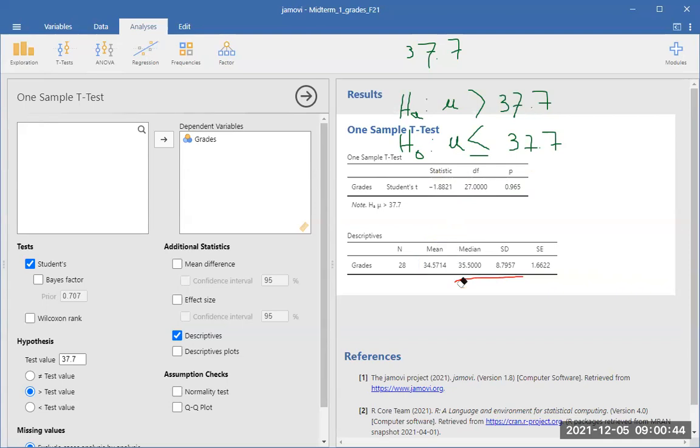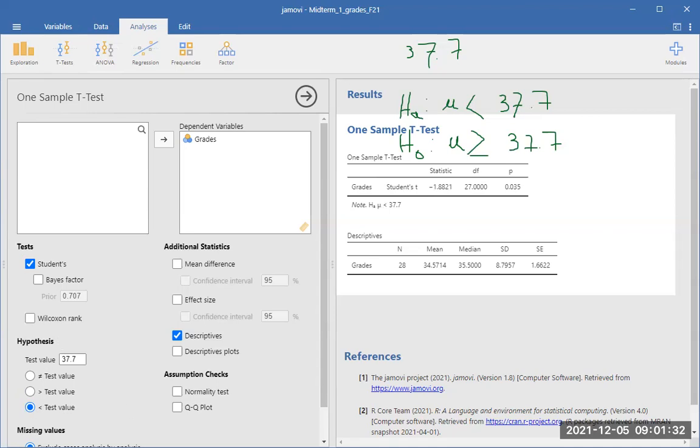So let me erase these guys. And now we're going to make the opposite hypothesis. This time we're going to hypothesize that they did worse. So this hypothesis is simply that they did worse. Okay, that's the alternative hypothesis. We're testing the hypothesis that this class did worse. And the null is that they did greater or equal to 37.7. So in this case, we have to go down here and change, we're testing whether it's less than the test value. So we have the same test value, we change that it's less than.